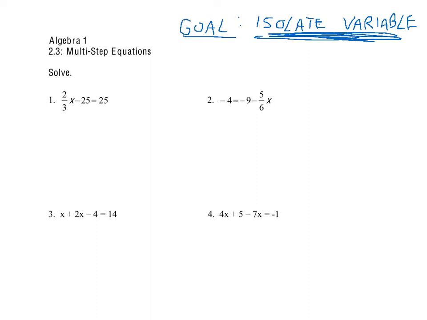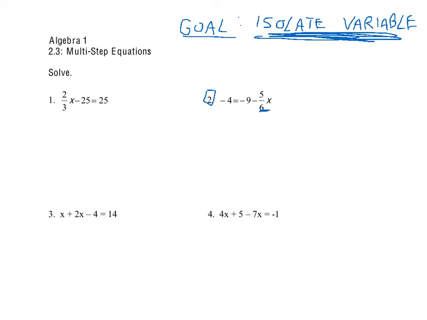Remember, isolating the variable means the same thing as getting that x or y or whatever variable you have in the equation, getting it by itself. Now the first two equations are still two-step equations, but the one thing that's in here is I'm going to skip the number 2. I'm going to do this one first. You can see we have a fraction right there. So that's a little bit new right there.